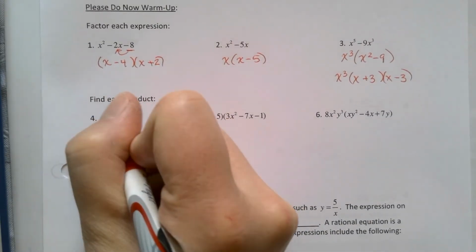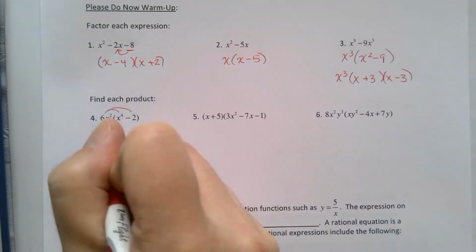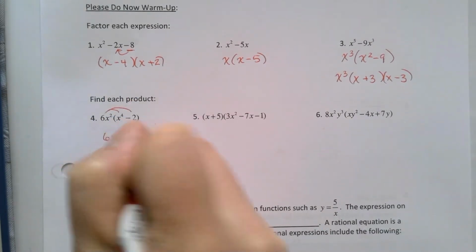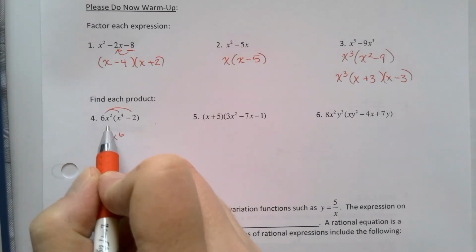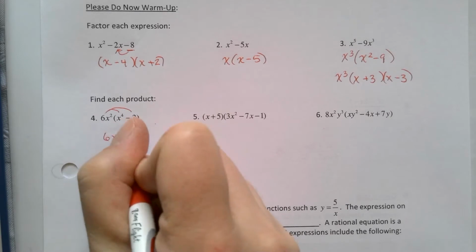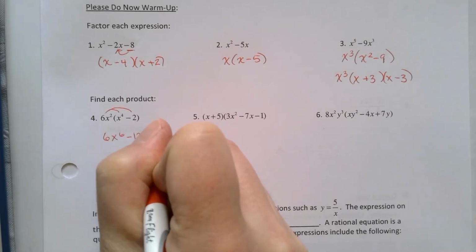So in this one, we're just distributing. And so I would get 6x to the 6. So 6 times 1 is 6. We add our powers, we multiply the bases. And then 6 times -2 is -12. And we keep the x squared.